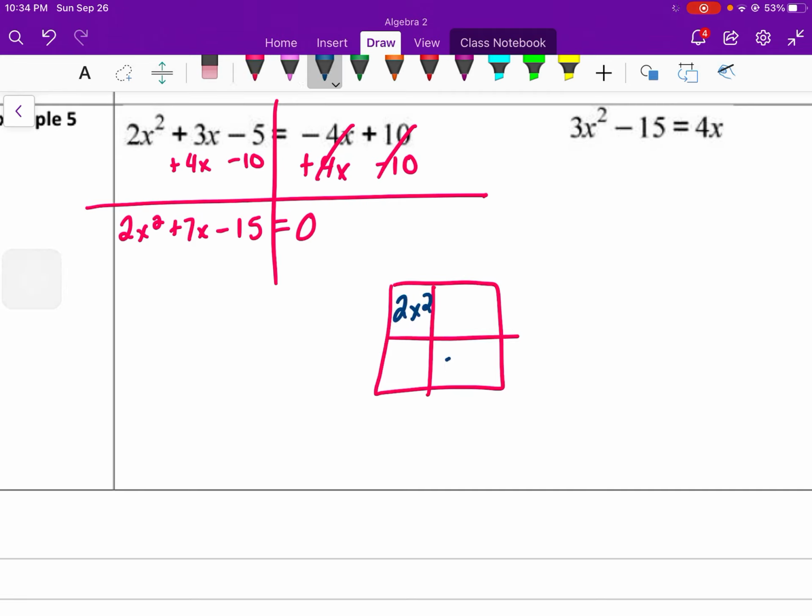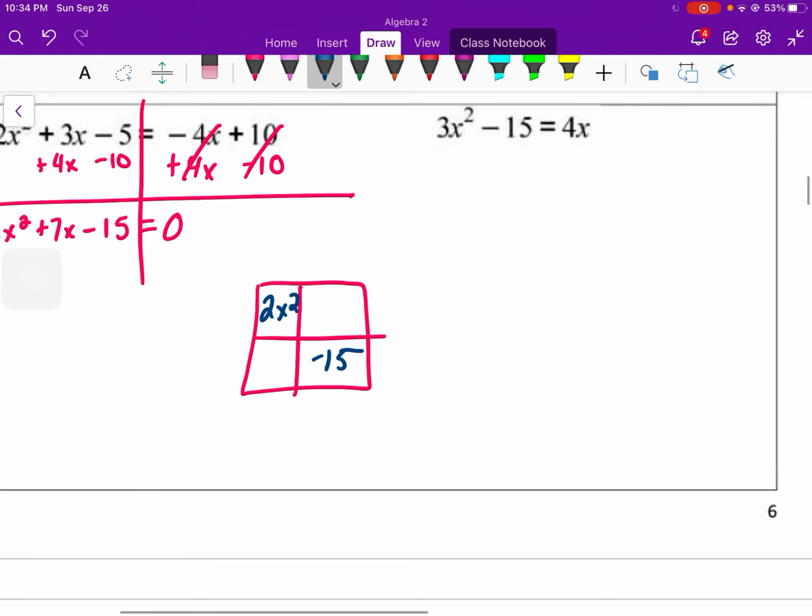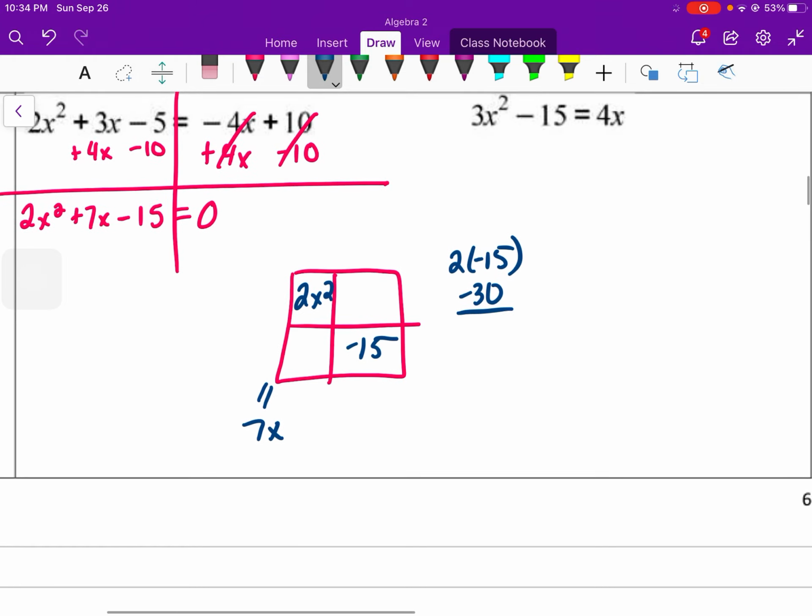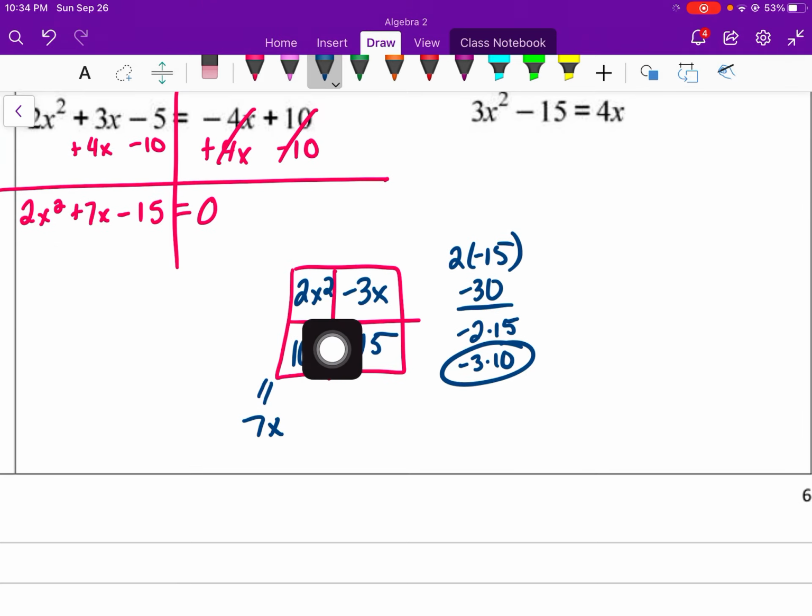I want 2x squared here and negative 15 here. Then I multiply the 2 times the negative 15 and get negative 30. Then I need to find numbers that multiply to negative 30 but add up to my middle term, which was 7. So negative 30, 1 and 30 doesn't work, 2 and 15 doesn't work, negative 3 and 10 does work. Positive 7, so negative 3x, positive 10x.